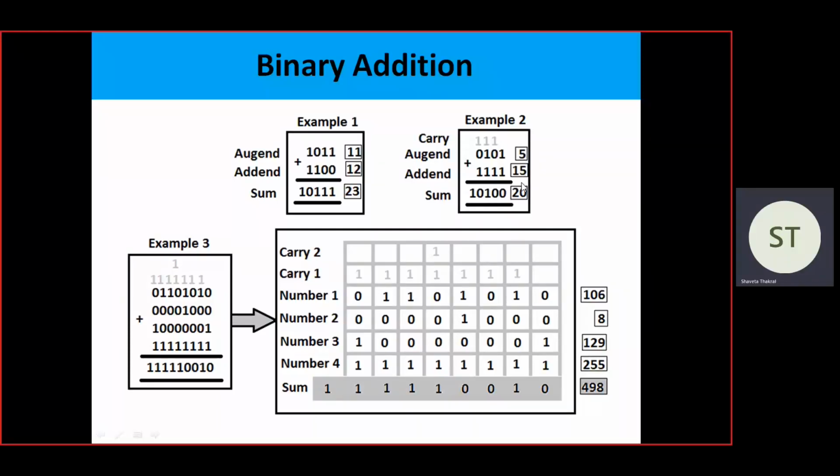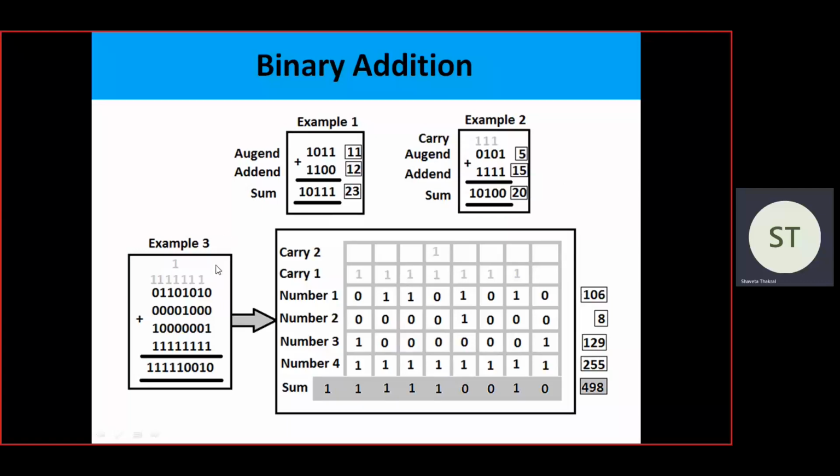10100. So 5 plus 15 should come out 20 and we are getting 20 equivalent binary as 10100. So you can verify this result that the binary equivalent of 20 should come out 10100. So in this way we can go for the binary addition by applying the rules of binary addition that we have discussed in the last slide.